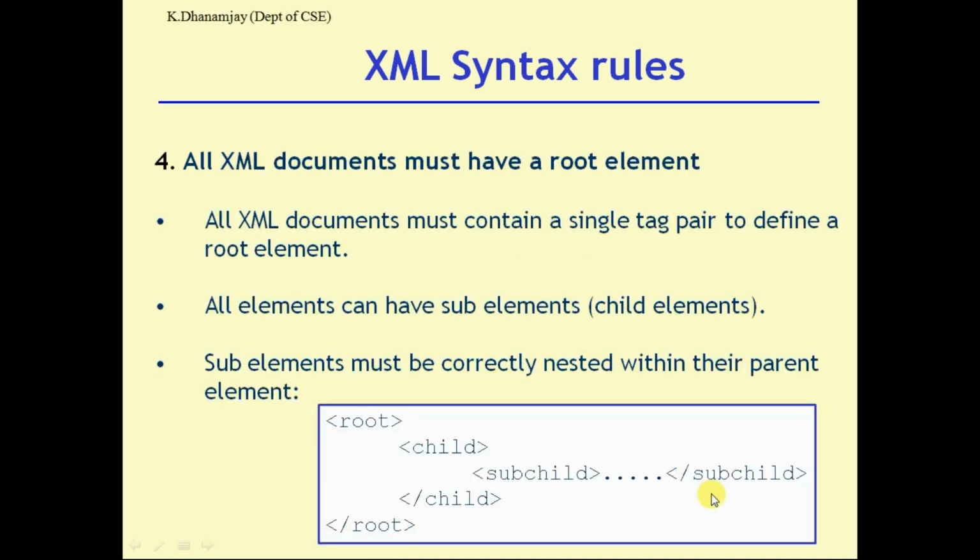Then the fourth rule: all XML documents must have a root element. In the theory itself I gave the information that each and every XML document must contain a single tag pair to define a root element, right? All the elements will have sub elements, which we can also call child elements. Sub elements must be correctly nested within their parent root element. So root is there, and children and sub children, like that.